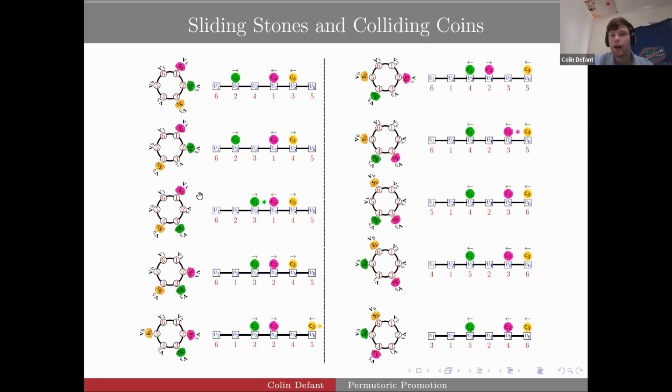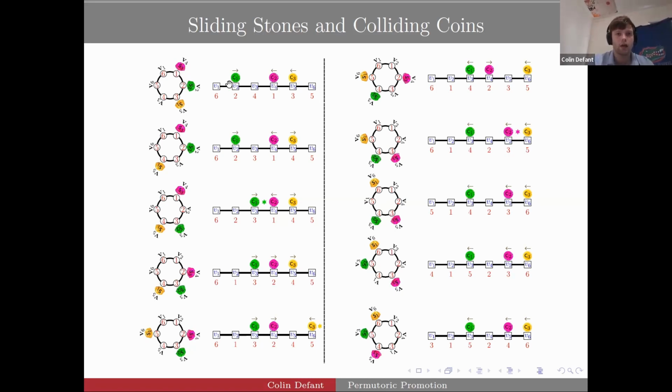And finally, okay, so I need to explain what these coins are. So whenever I have the replica of Vi sitting on some stone, I'm going to draw a coin with the same color as that stone on the vertex Vi. So here I have the replica of V5 sitting on the gold stone, so I put a gold coin on the vertex V5. Here I have the replica of V2 sitting on the green stone, so I put a green coin on V2. And here I have the replica of V4 sitting on the pink stone, so I put a pink coin on V4.